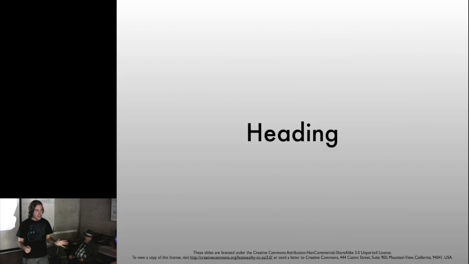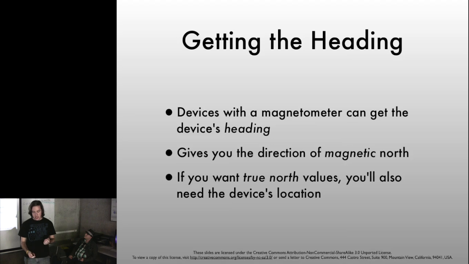Okay, so that's location data from Core Location. Another piece of information that we can get from Core Location is, assuming that the device has a built-in compass, you can actually get the heading as well. There's a magnetometer in the device that allows you to determine the direction of magnetic north. If you want to get true north from that, you also need to know the device's location, so that way it can compute the offset from magnetic north from where it currently is located.